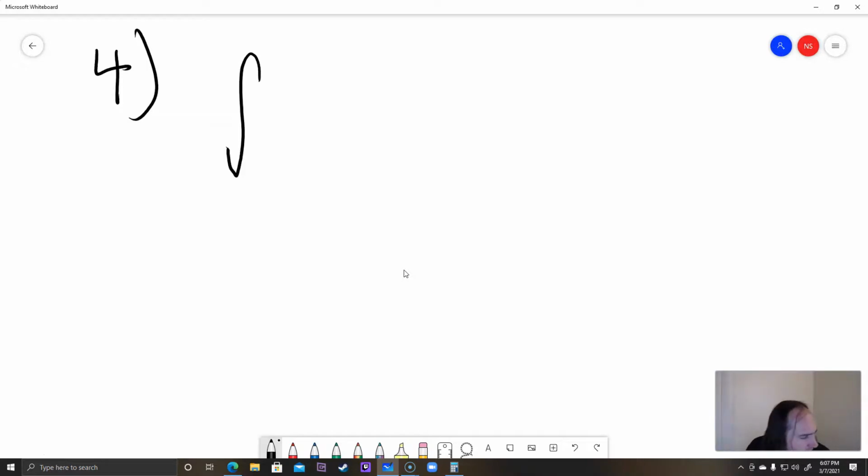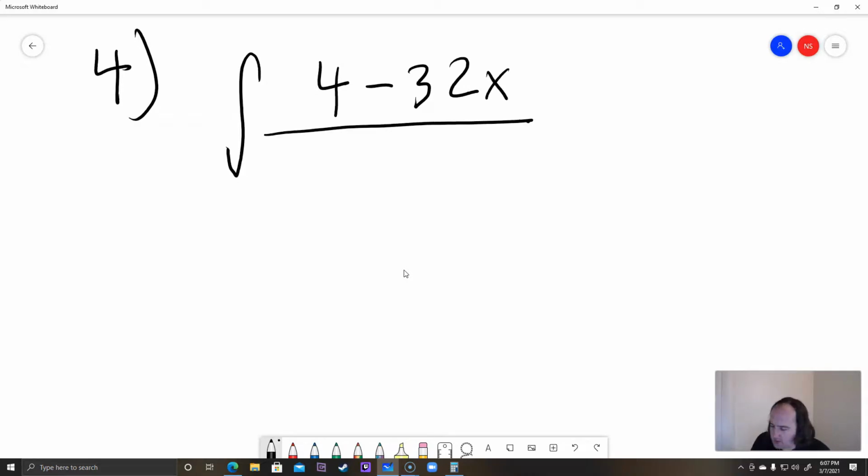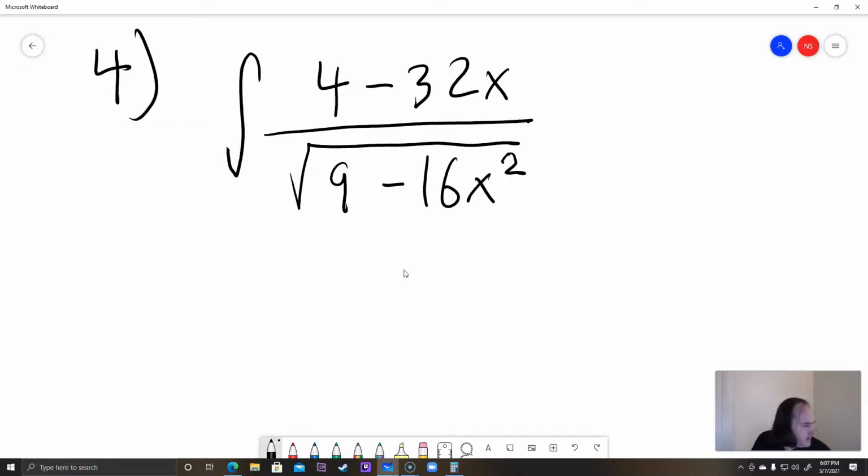Okay, so anyway, what we got here is the integral of a fraction. So we have 4 minus 32x over the square root of 9 minus 16x squared dx. The integral of 4 minus 32x all over the square root of 9 minus 16x squared dx.